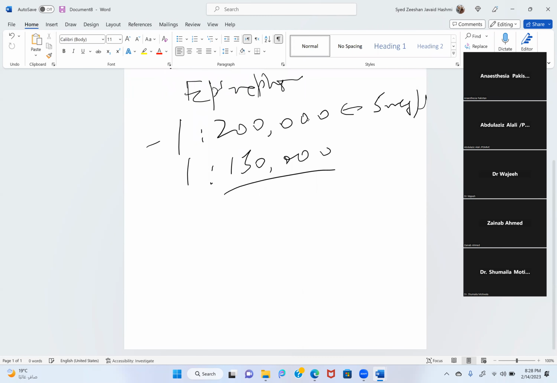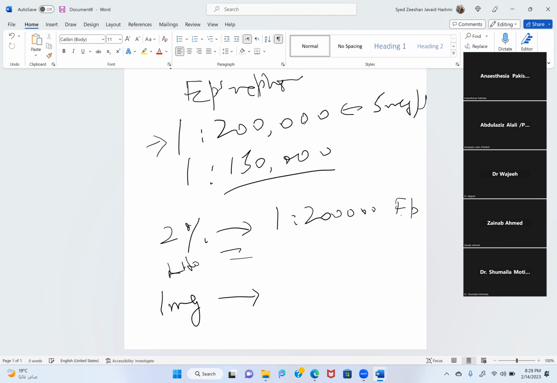This is okay if they are using lidocaine 2% with 1 in 200,000 of epinephrine. But sometimes this preparation is not available. So what they do is take 1 milligram and put it in a certain amount. You have to be very careful about the concentration. If they have taken 1 milligram, ask them to dilute it in 1 liter, or at least 500 ml, so that the concentration is not too high.